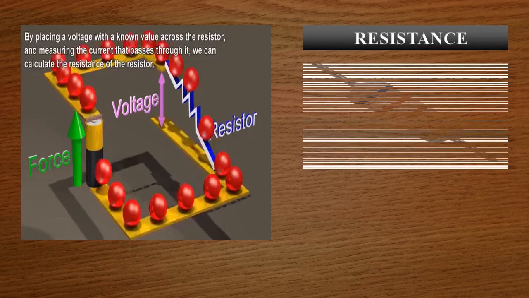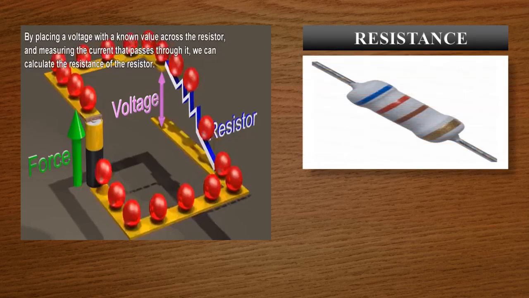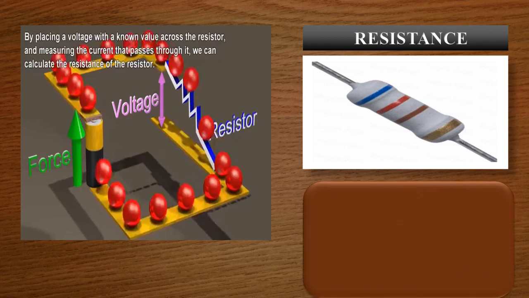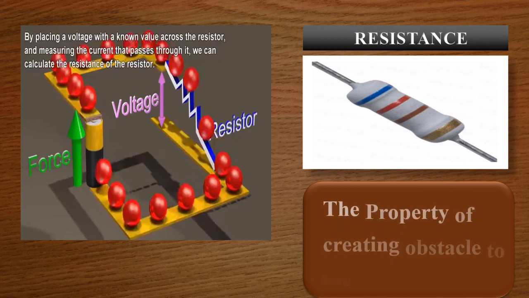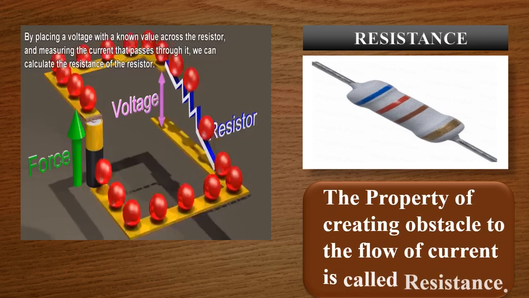Resistance is like this picture. It is the physical look of a resistance. There are color codes on a resistance, and different devices have different values of resistance. The definition will be like this: the property of creating obstacle to the flow of current is called resistance.